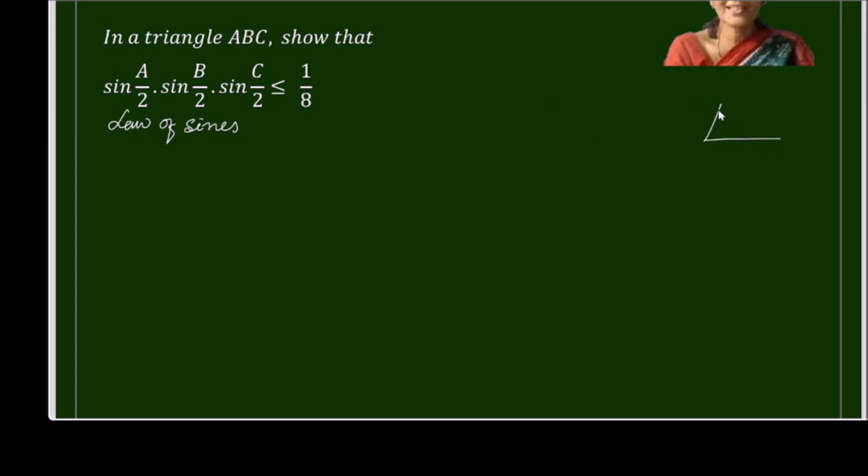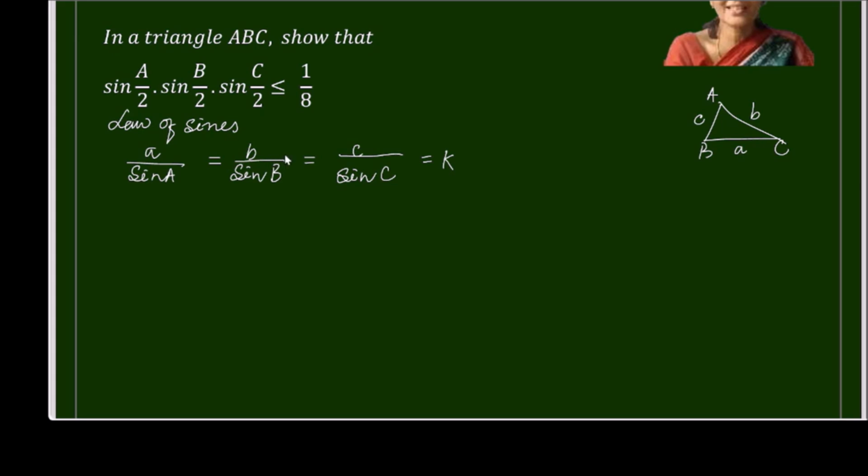If in any triangle ABC, BC is taken as small a, AC is taken as small b, and AB is taken as small c, the ratio of side a to sine of angle A is equal to the ratio of side b to sine of angle B, which is the same as the ratio of side c to sine of angle C. So this is called the law of sines. So we can take this ratio as k.